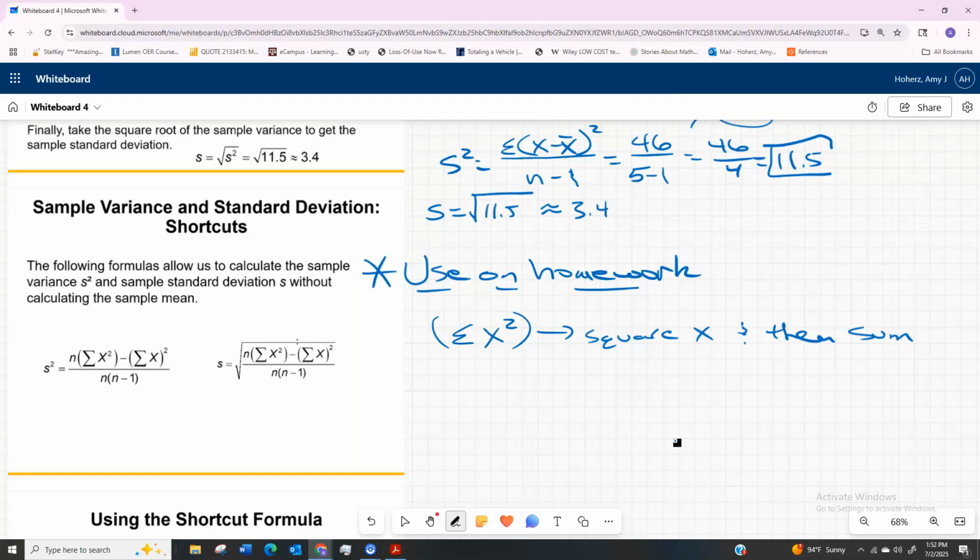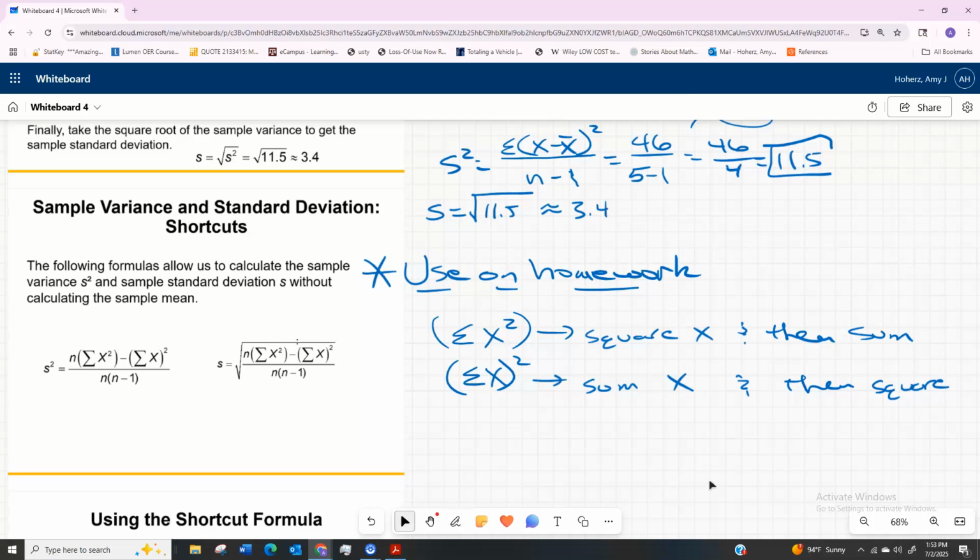And then this other one looks very similar to it, but it's not exactly the same because the square's on the outside. You see here the square's on the inside, and on the second one the square's on the outside. This means you sum the x's and then square it. And then the bottom is n times n minus 1. So you take whatever the number of values is and multiply it by one less. Like for the candy, we would have taken 5 times 5 minus 1, or 5 times 4.